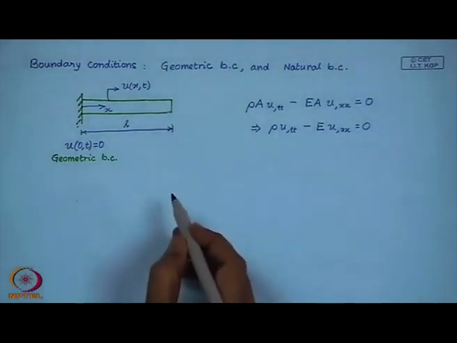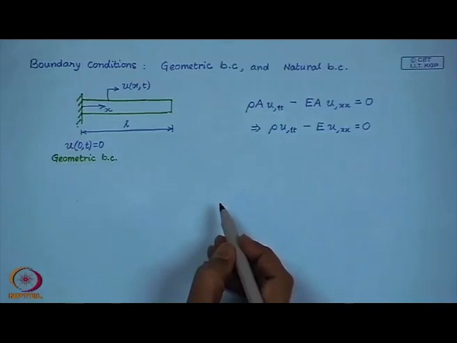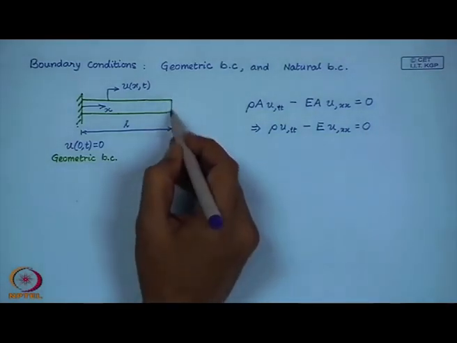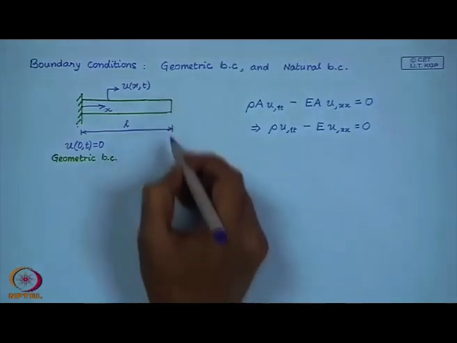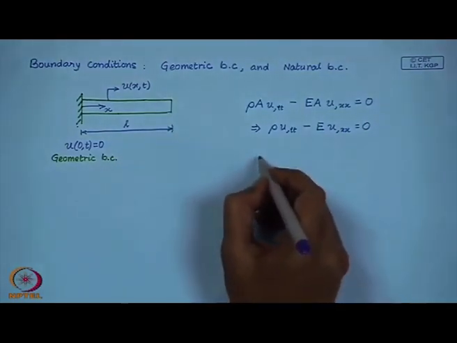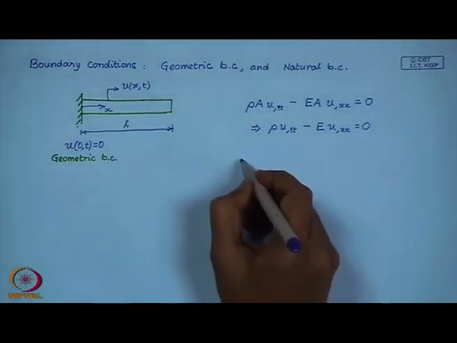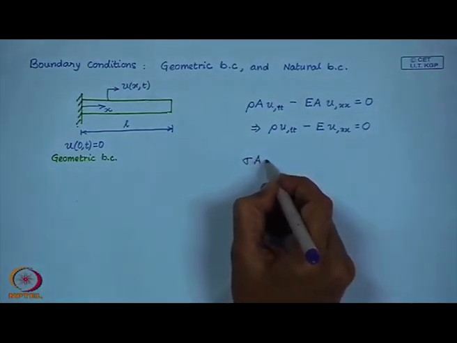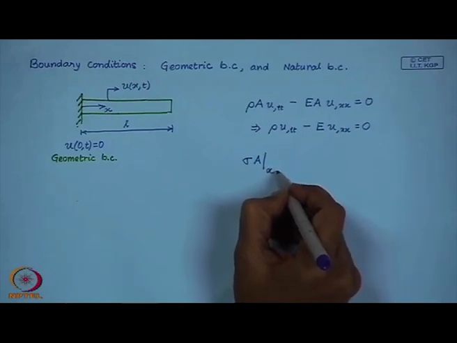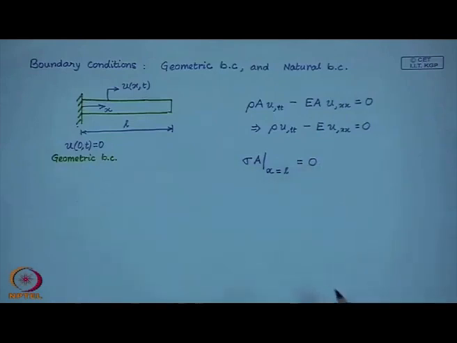Now, this end is free. Free would mean that there is no axial force on this face of the bar. Now, force, as you know, on any cross section is given by sigma times A. So, at x equal to L, the axial force must be 0.